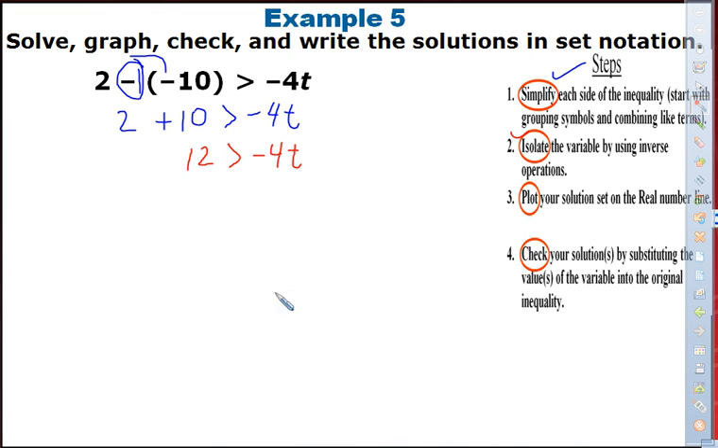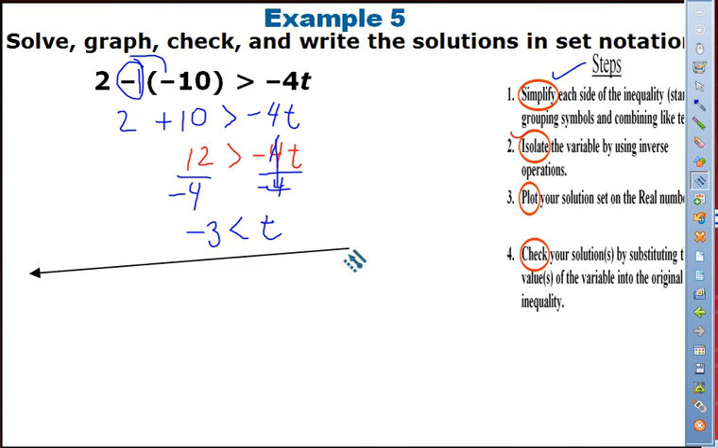Let's isolate. To isolate, I need to leave the t by itself. It has a negative 4 multiplying. So what is the inverse? Divide by negative 4 on both sides. And we're left with negative 3 less than t. And why did I flip it? Because I divided by a negative.